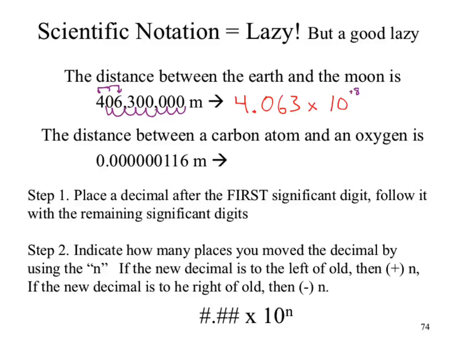How about for the next one? 1.16 times 10 to the 1, 2, 3, 4, 5, 6, 7. 7. Was my number really small or really big? Make it negative. Okay? That's how we manipulate our scientific notation.